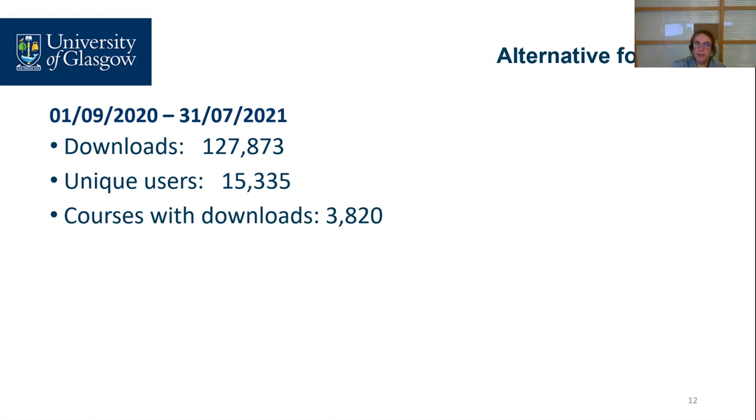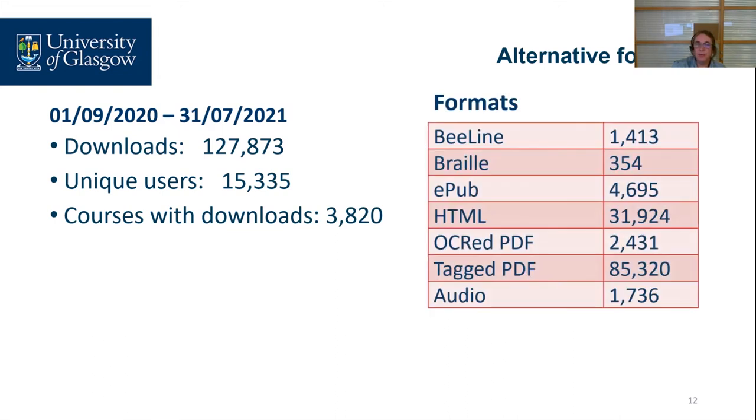And that's 127,873 alternative formats that weren't done the year before. So, you know, even that, I think, is really good. The formats that get downloaded the most, and I think this is quite extraordinary: tagged PDFs, far and away the most downloaded alternative format, 85,000, followed by HTML. And you can see there's a smattering of some of the other things.